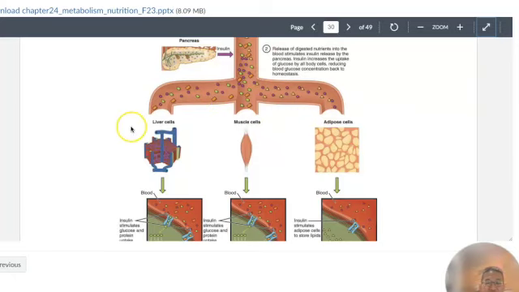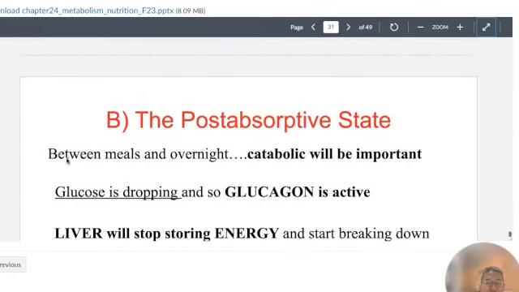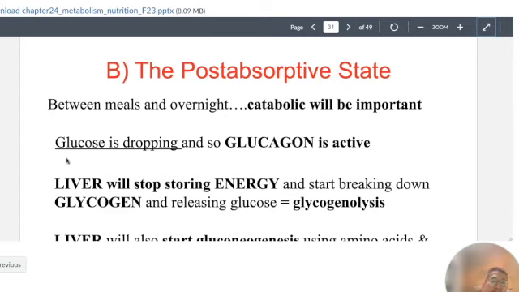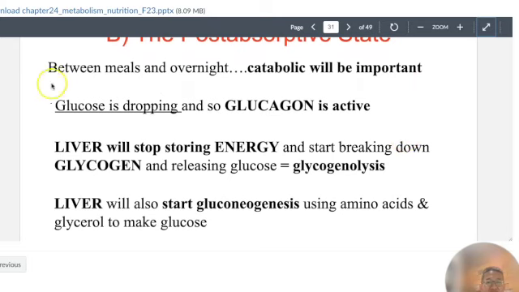and telling all these tissues. Post-absorptive state, between meal and overnight, catabolic will be important. Now all of a sudden your glucose is dropping, you're not absorbing anymore. Now glucagon is active. Glucagon will be released by the pancreas. Then in the liver, glucagon will cause the liver to stop storing energy, and it will break down the glycogen. Remember, glycogen is stored in the liver to release glucose.